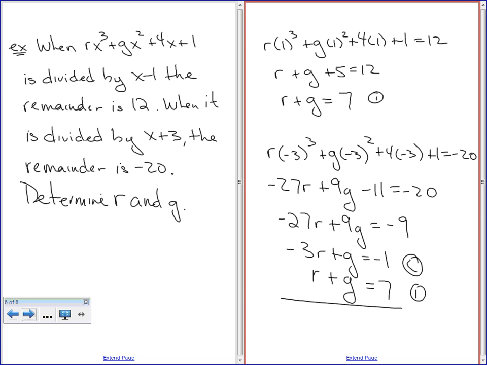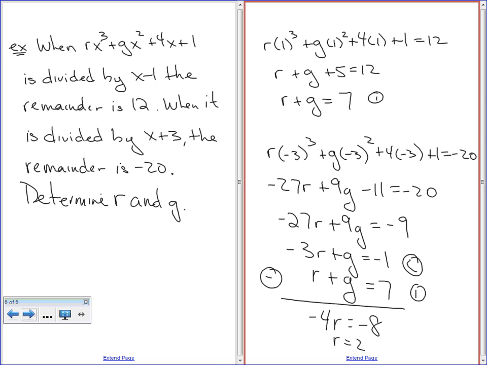And I'm going to use elimination because the g's already have the same coefficient. So if I subtract these equations, I'll eliminate the g's. So -3r subtract r is -4r. g subtract g is 0. -1 subtract 7 is -8. Divide both sides by -4, and it works out that r is equal to 2.